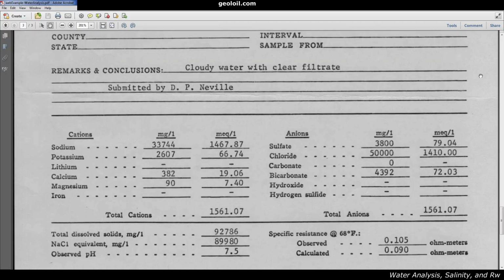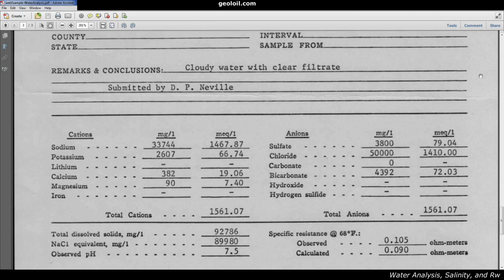This is an example of a water analysis that was measured in the year 1973. In the US we have a lot of public data you can access from the states' websites. So this is very old, decades ago, but you can still study your well and your reservoir.